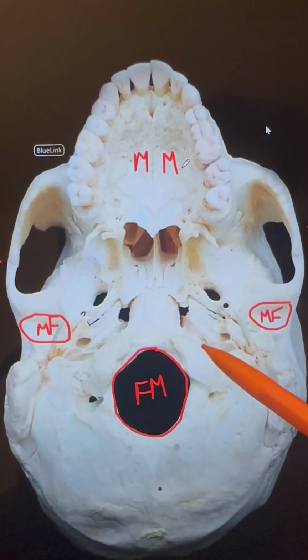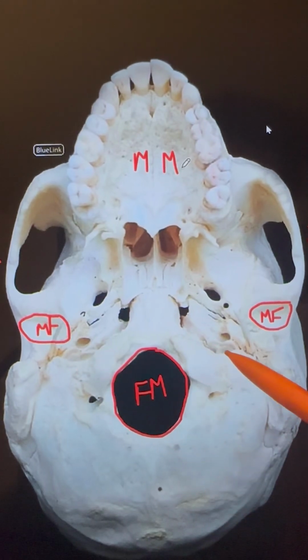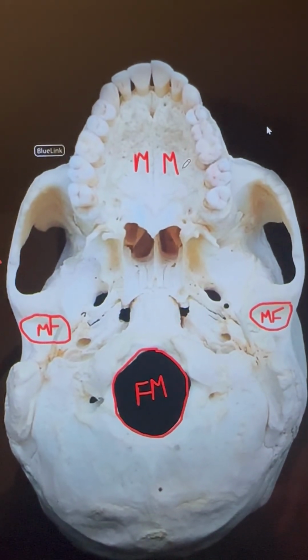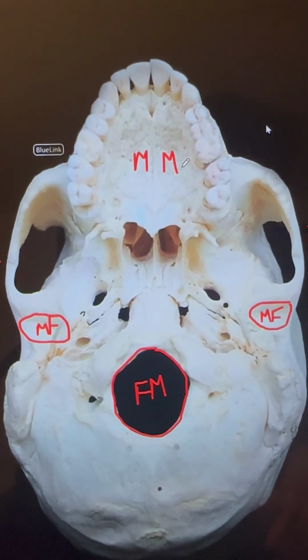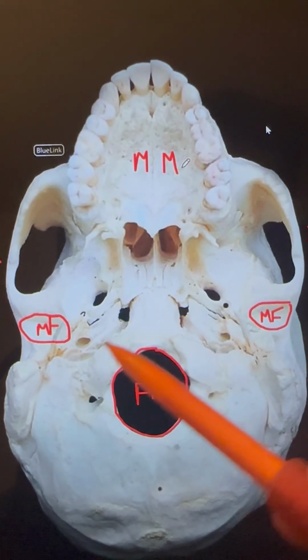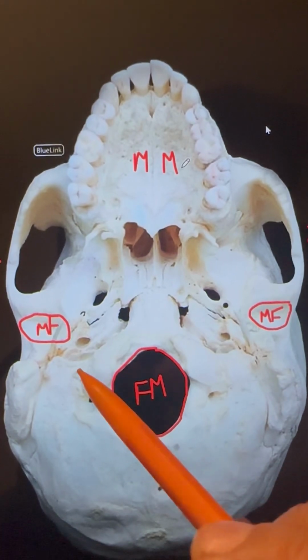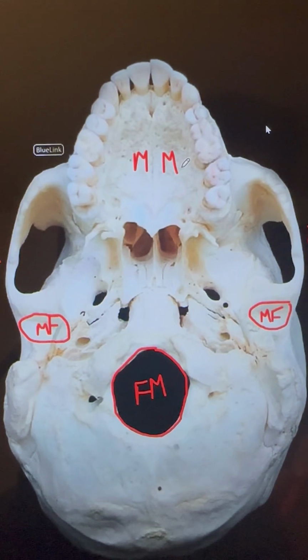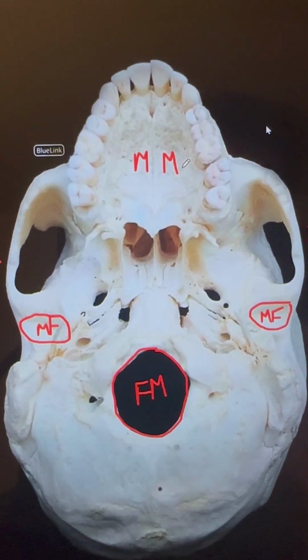The depressed area is called the jugular fossa, and there is also a small tiny hole on both sides. That foramen is called the jugular foramen. The depressed area is called jugular fossa, and the small tiny hole is called jugular foramen, where the jugular vein passes through it.